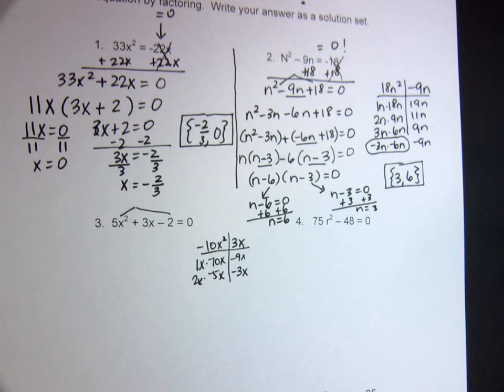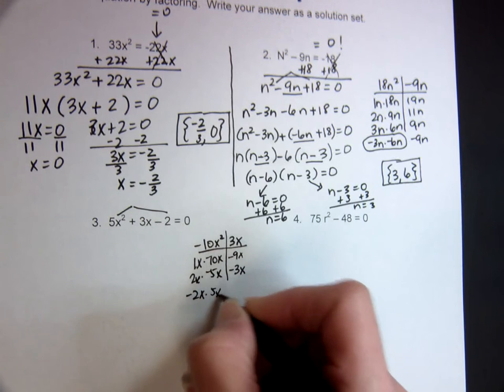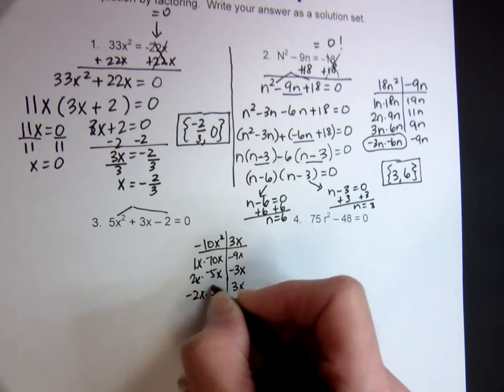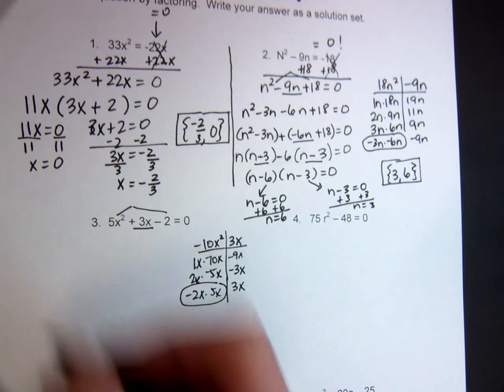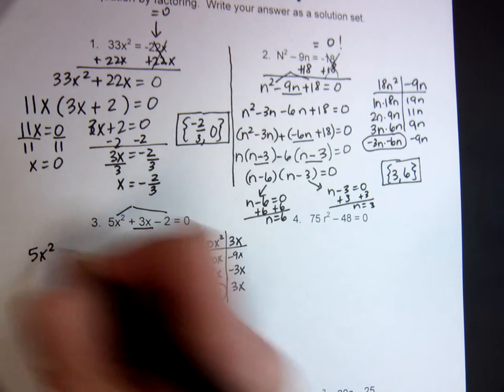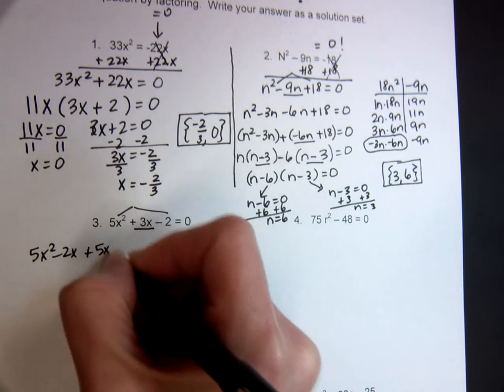Put the negative on the 2. Good. So then that makes what we need to replace that 3x. So we have 5x squared minus 2x plus 5x minus 2.